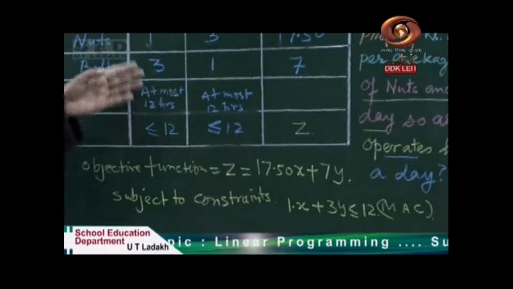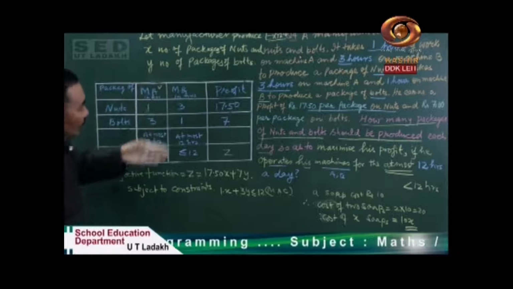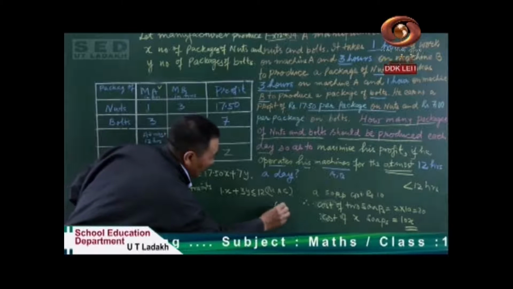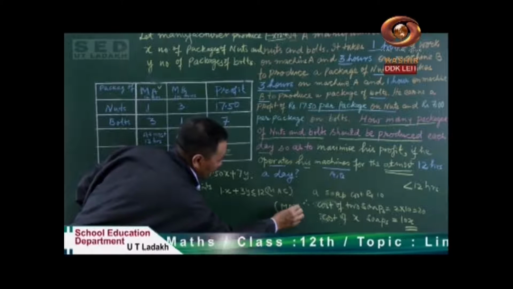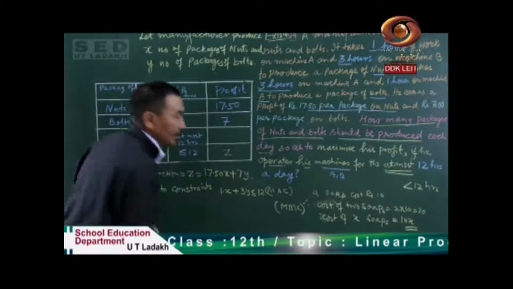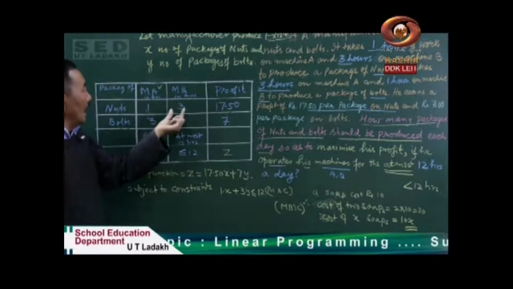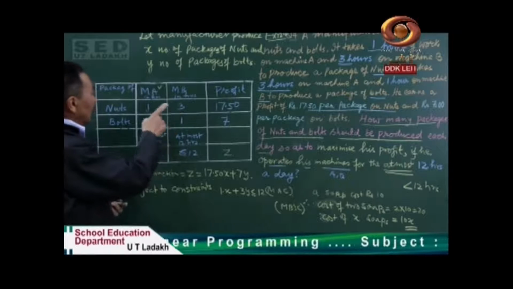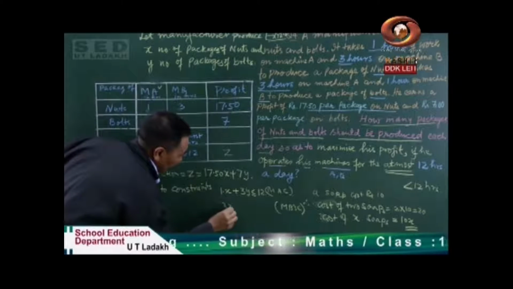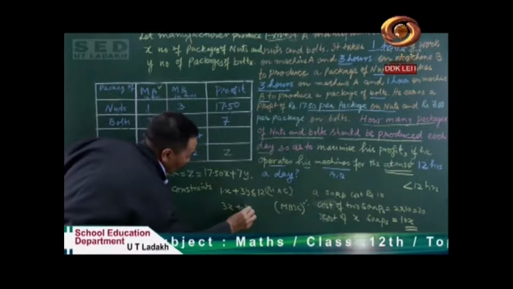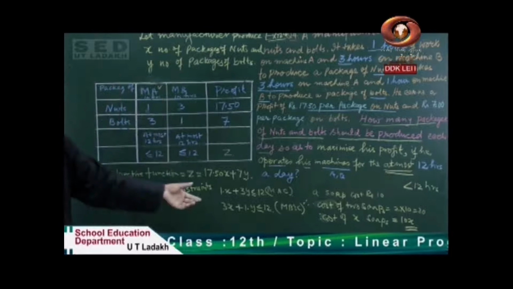Similarly, we can find the constraint of machine B. Constraint means condition: it can be used only for 12 hours. So I multiply 3 by X and 1 by Y. This is 3x plus 1y less than or equal to 12. These are the two constraints.